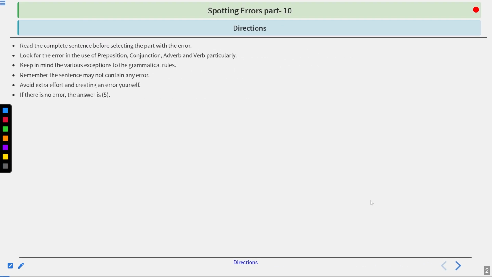First of all, read the directions. The first direction is read the complete sentence before selecting the part with the error. Look for the error in the use of preposition, conjunction, adverb, and verb particularly. The third one is keep in mind the various exceptions to the grammatical rules. Remember the sentence may not contain any error. Avoid extra effort and creating an error yourself. And the last one is, if there is no error, the answer is 5. Let's begin with questions.